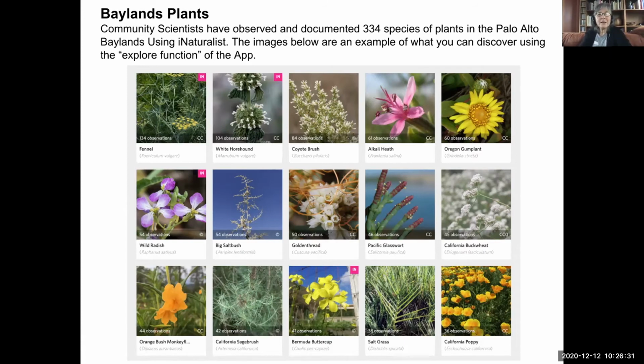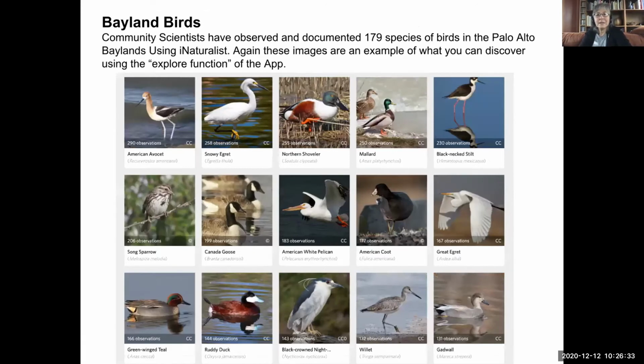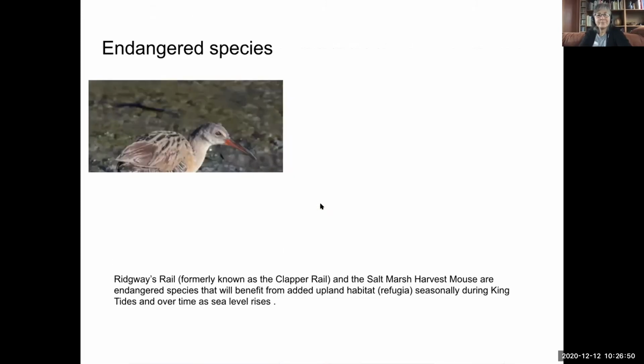I did the same thing for birds, and there are 179 species of birds that have been seen out in the Baylands. This is just a few of them, but there's a beautiful array of different kinds of wildlife, some of them living more in the uplands like the song sparrows, and some like the white pelicans that are spending more time eating fish in the water.